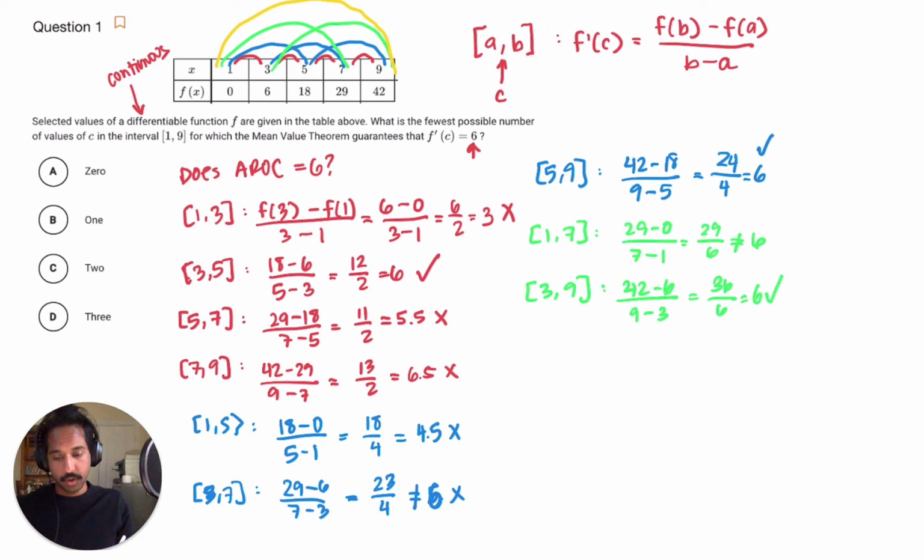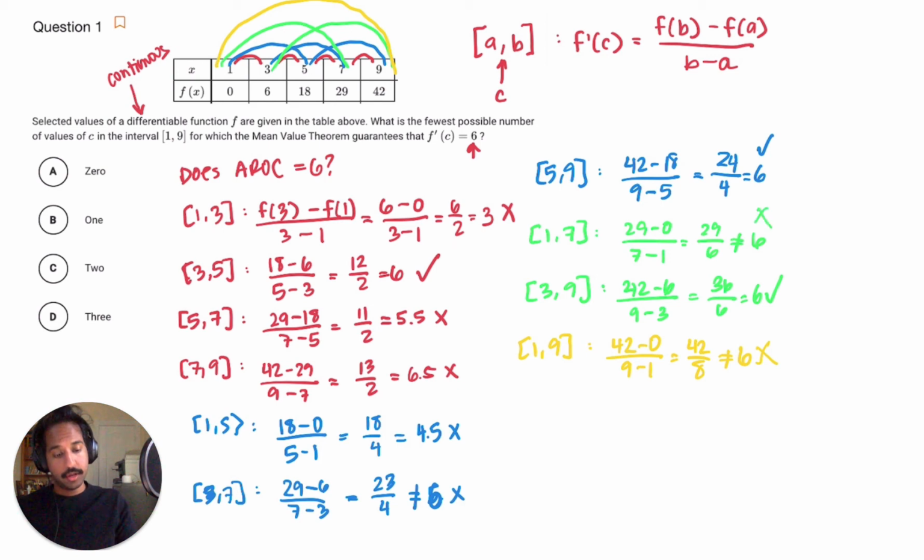And then the last one that we need to test is this yellow one, which is the whole interval from 1 to 9. We test from 1 to 9: 42 minus 0 over 9 minus 1, 42 over 8. That's not going to equal 6, so that one doesn't count either. Oh, and I should put an X next to that green one that doesn't count.